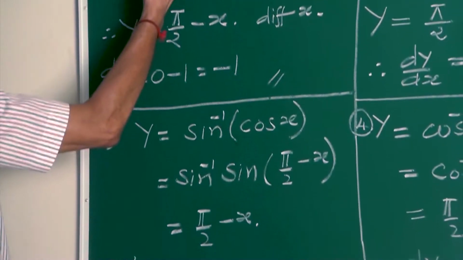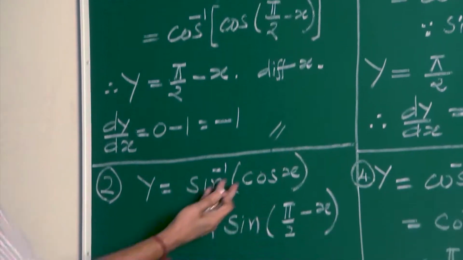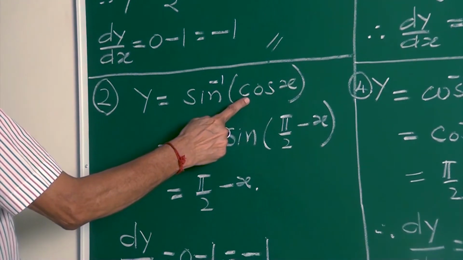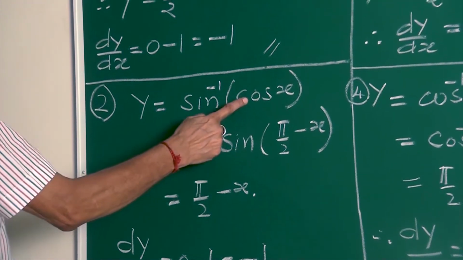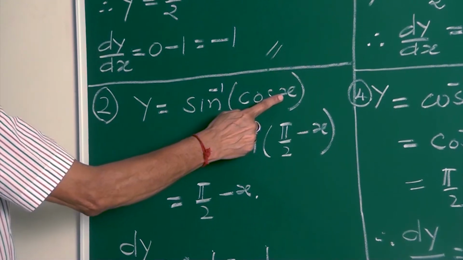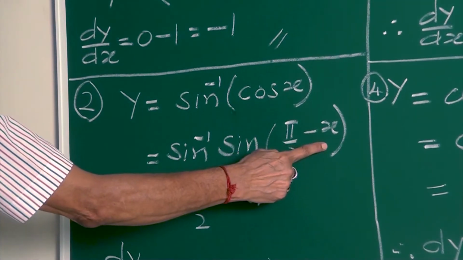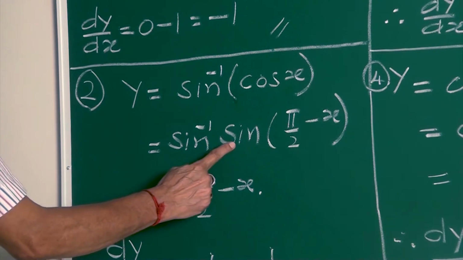This is just an example. It is cos inverse sine. Another is sine inverse cos. Same method: convert cos to sine. If you change from cos to sine, you have to replace your angle by pi by 2 minus x. Again, sine inverse of sine.